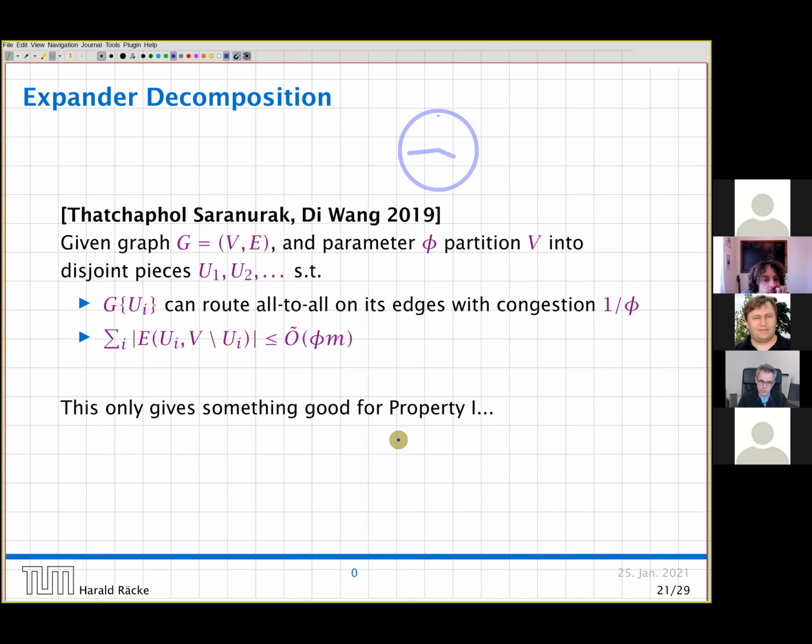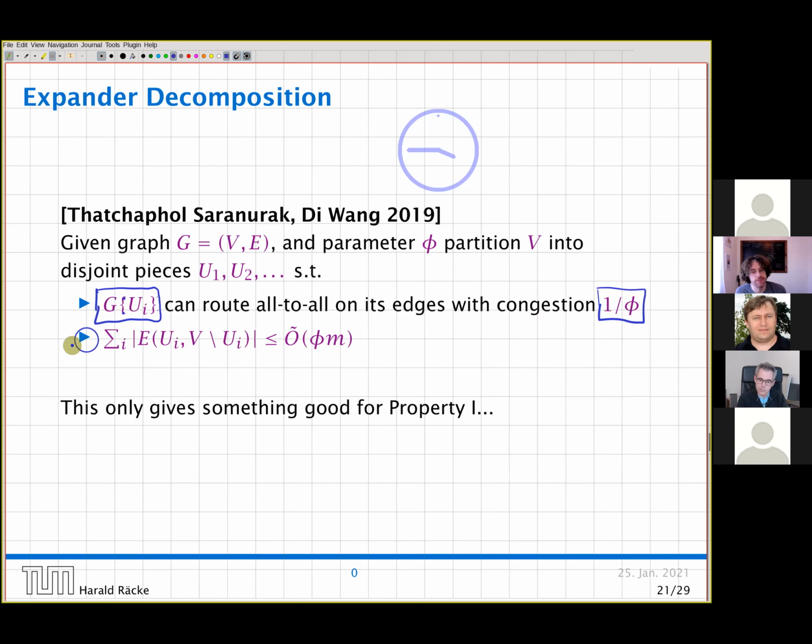So expander decomposition, simply you take a graph, partition it into small little expanders so that you cut few edges. That's an expander decomposition. And here in our terminology, I translate it a little bit, it means that you partition it into pieces, this graph here, including the boundary vertices here, is an expander, can route all to all on its edges with congestion 1 over phi. So this is this first property. And you cut few edges.